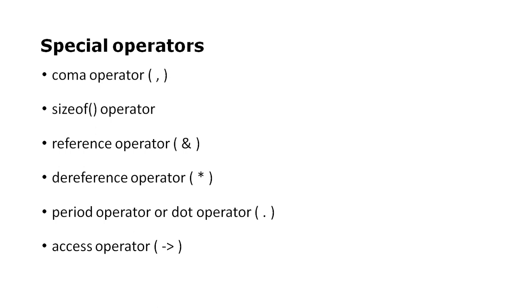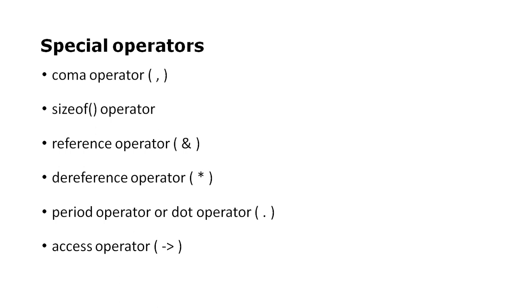And special operators are comma operators. If you are declaring multiple variables, int a comma b comma c. Then the sizeof operator, to know the size of a variable, sizeof a union, sizeof a structure. The sizeof operator gives the memory size of a data type. And the reference, that is the address operator.